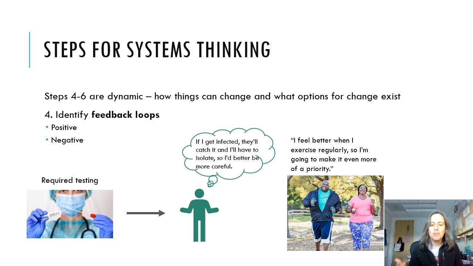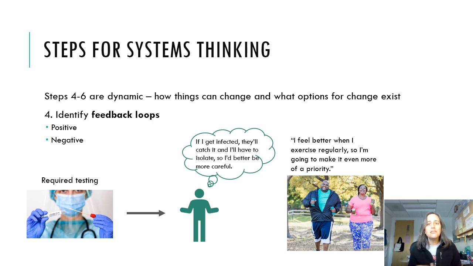Another one that you may be more familiar with is, I feel better when I exercise regularly. My mood is better. I feel stronger. It's easier for me to go up the stairs at work, whatever it may be. So now, because I'm having these positive outcomes from exercising, I'm going to make it more of a priority and I'm going to exercise even more regularly, right? So that's a positive feedback loop where it just kind of builds on itself.